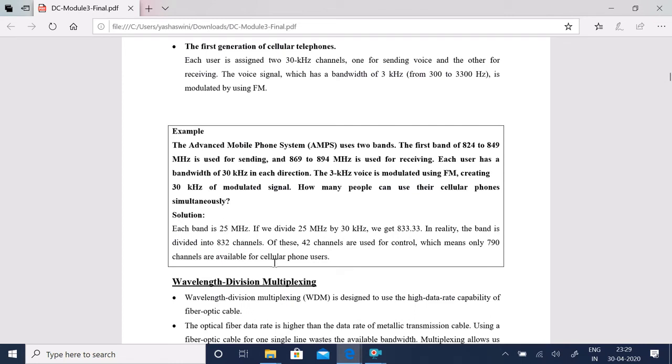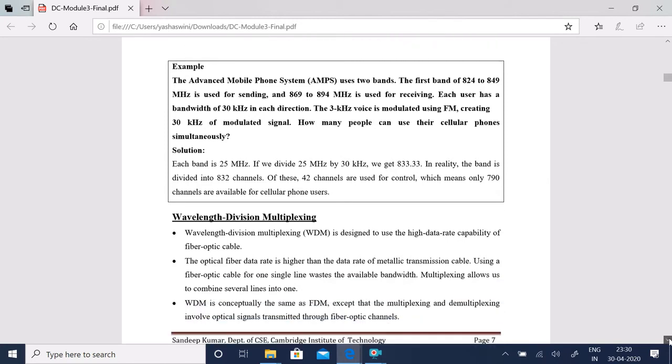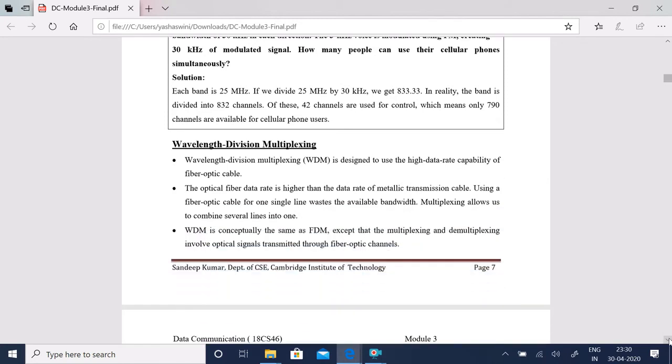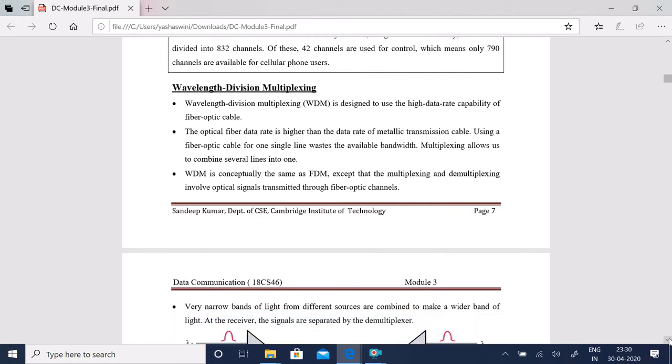So out of 832 channels, it is clearly said that 42 channels are used for controlling these voice signals. So if you subtract these 42 channels from 832 channels, totally 790 channels are available for cellular phone users. So by doing this, we can clearly see how frequency can be used with the help of multiplexer and demultiplexer.